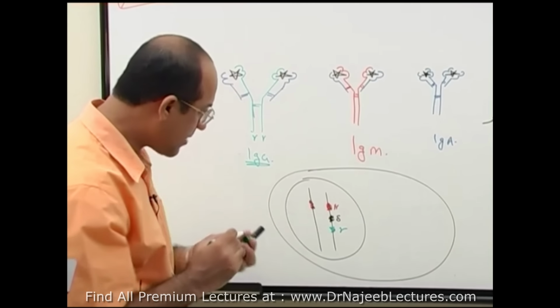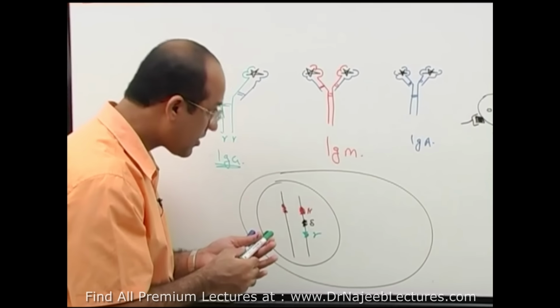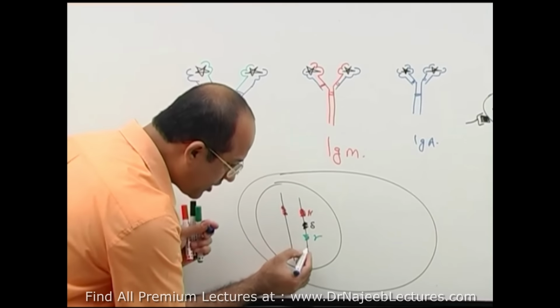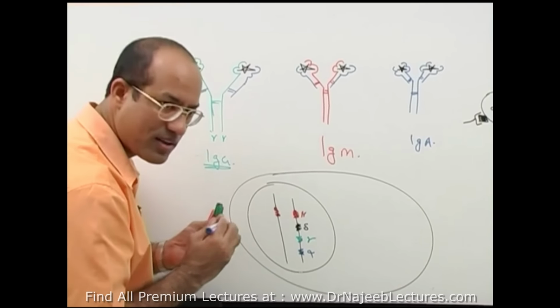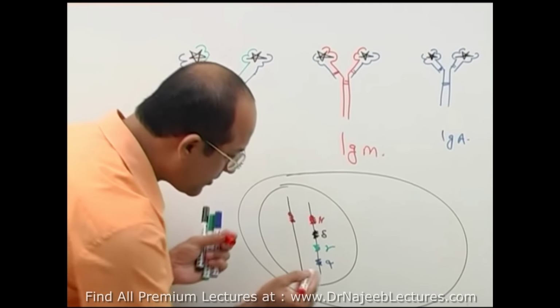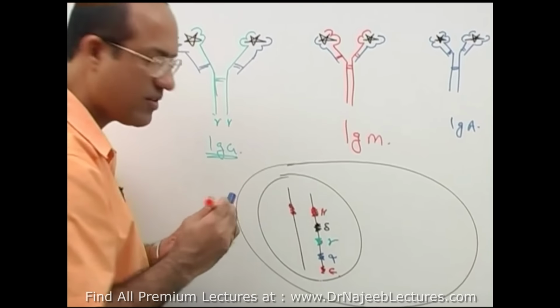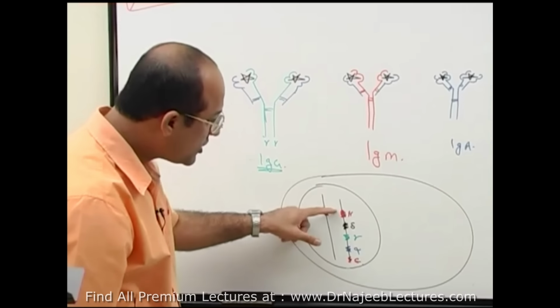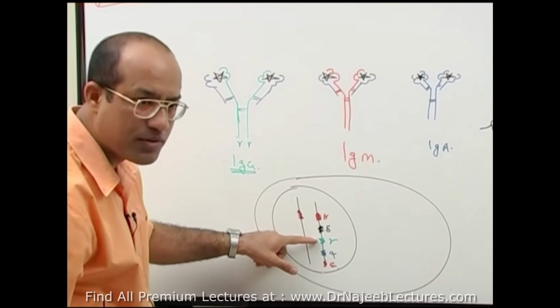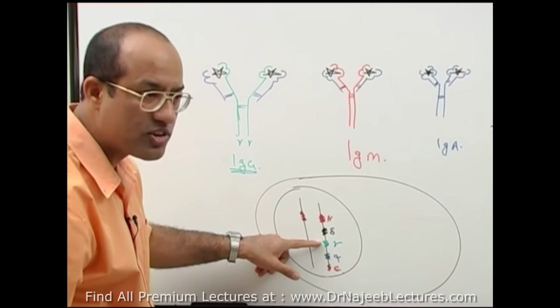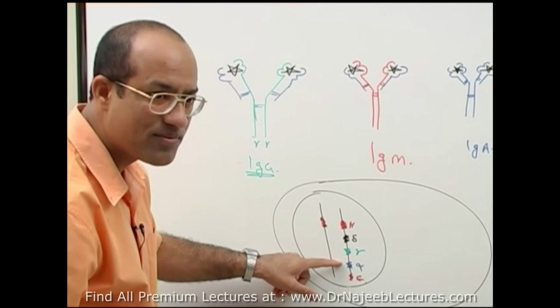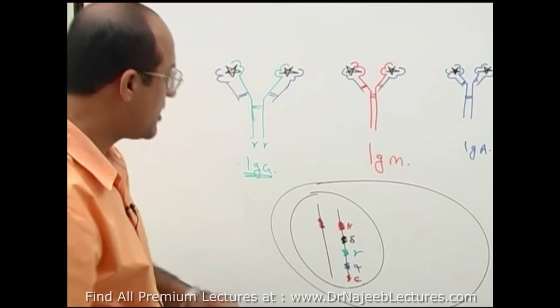So this is the gene for mu, this is the gene for delta, this is the gene for gamma, this is the gene for alpha, and this is the gene for epsilon. Is that right? Now these are the genes which are present in every plasma cell to synthesize a special type of what? Heavy chain. Is that right?